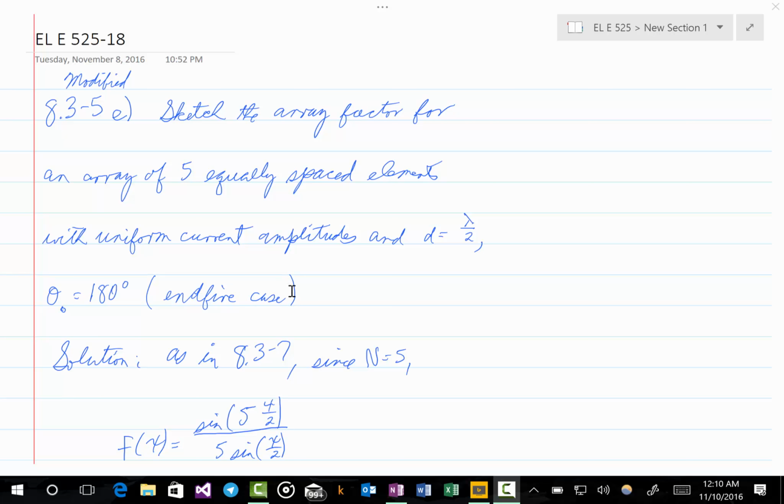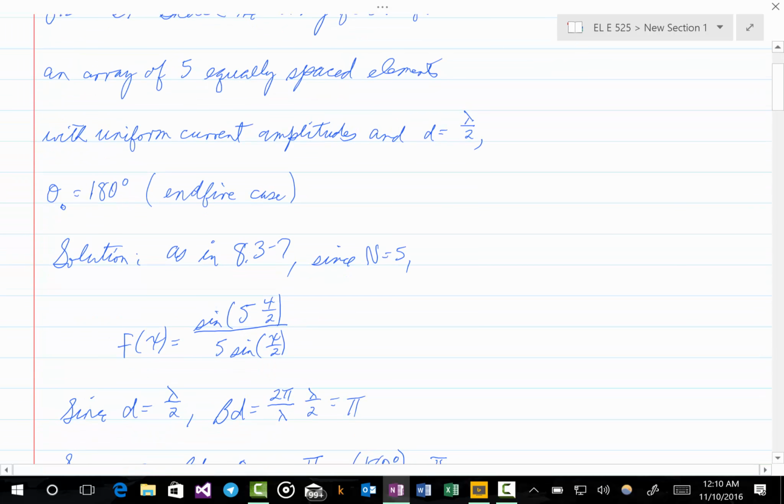Now remember that actually 0 degrees is also what we call the Endfire case, and 90 degrees is the broadside case. So we're looking at an Endfire case here. We want the main beam to be in the negative Z direction, or 180 degrees, and the spacing between the elements is 1/2 wavelength. So let's see how we would tackle this problem.